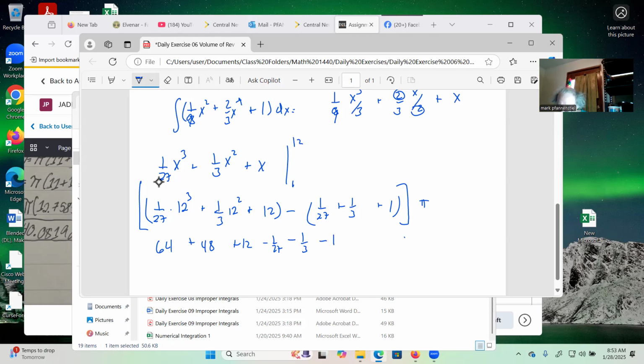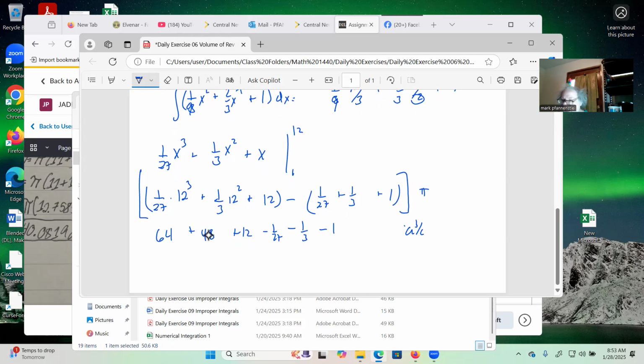There's a key on my calculator that looks like A, B, C. This automatically does fractions for you, which is super nice because if you want an exact answer, you don't have to worry about common denominators. I went through and started adding up this stuff. I got 124, and then I think this is minus 37 over 27. So at the end, I ended up with 3311 divided by 27 pi.